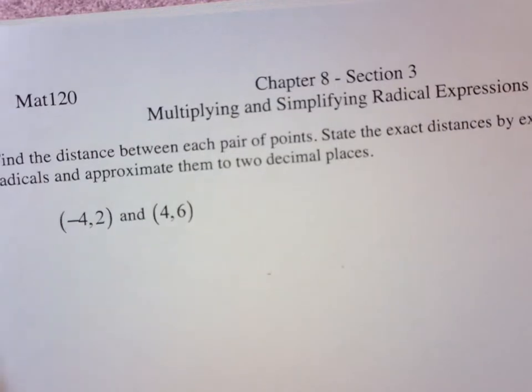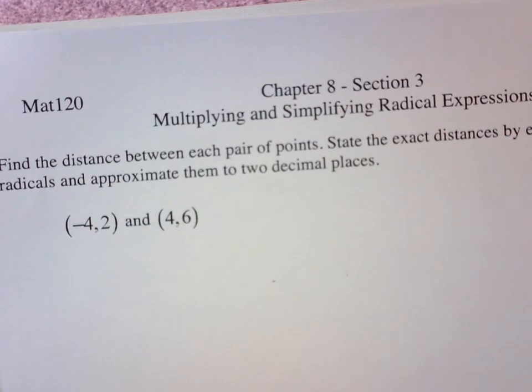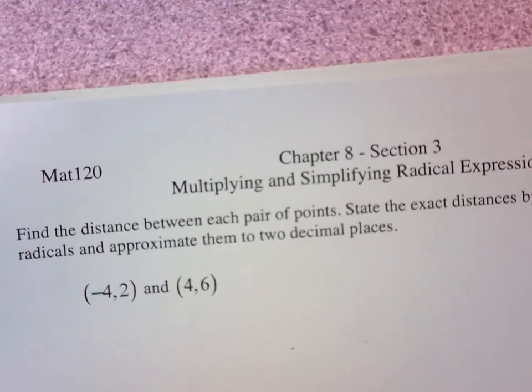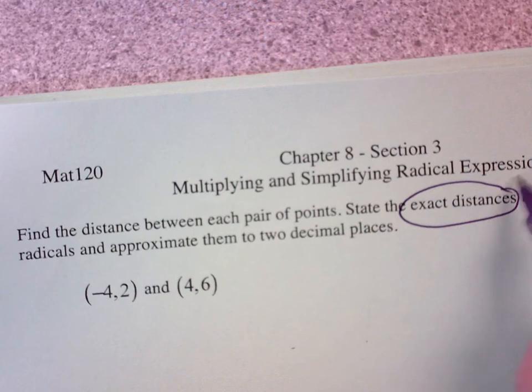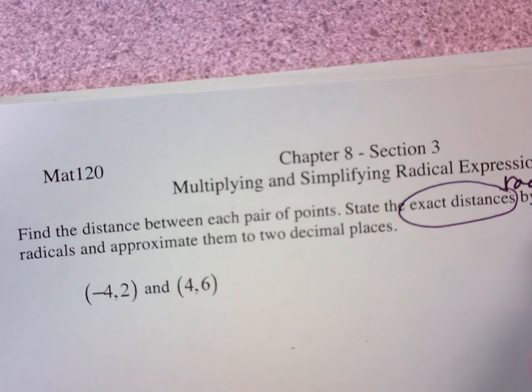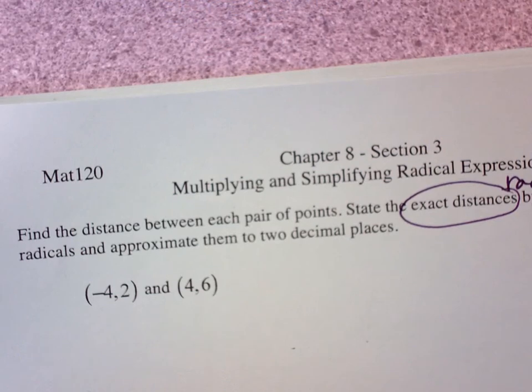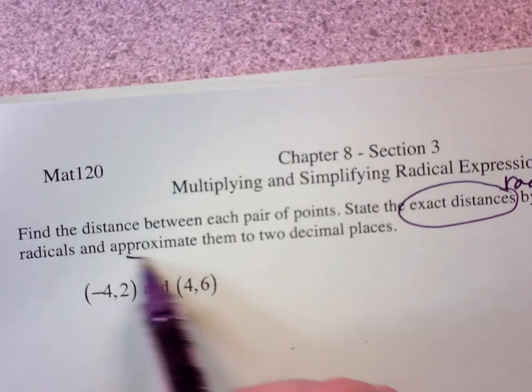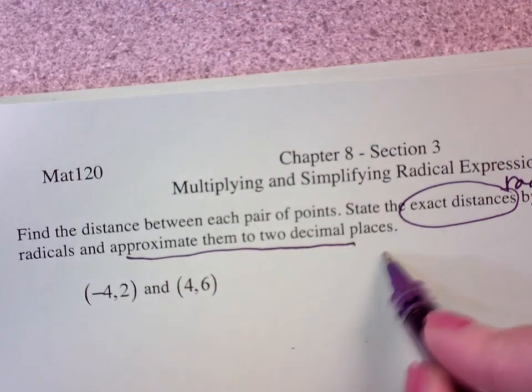And then this says, find the distance between each pair of points. State the exact distances. That means radical form. So it says exact distances. That's radical form, with simplified radicals. And then approximate. This is calculator.